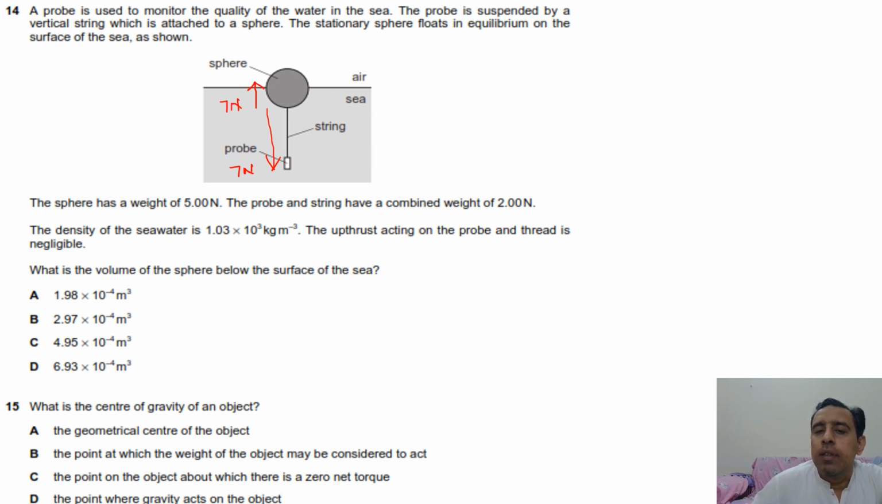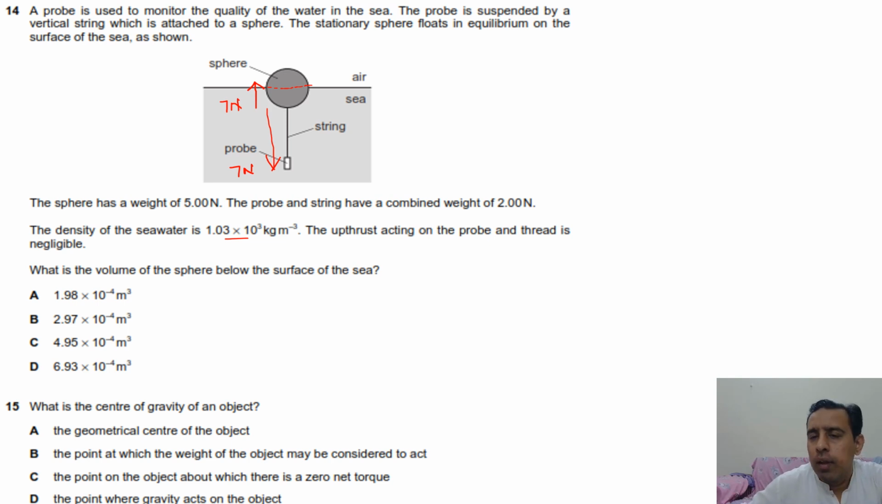But this upthrust is acting only for this half of the sphere because it is inside the water. The density of the seawater is given, the upthrust acting on the probe and the thread is negligible. Okay, the upthrust is acting on the sphere only. What is the volume of the sphere below the surface of the water?